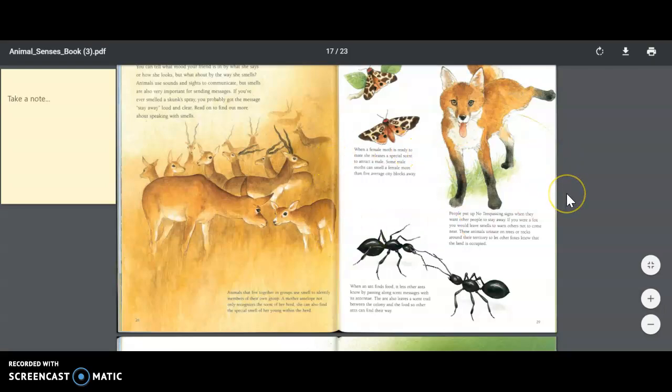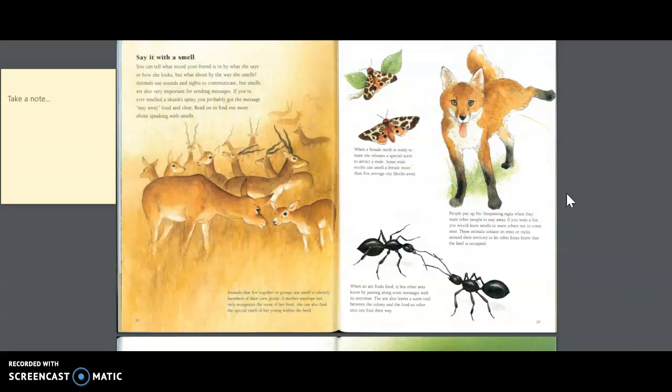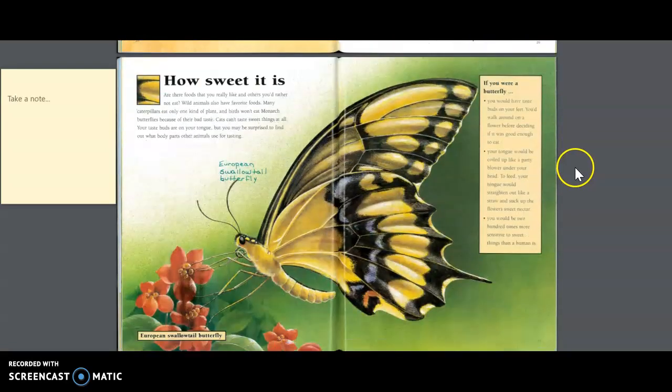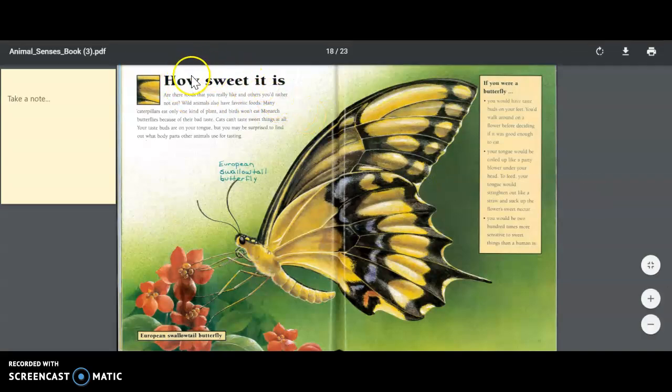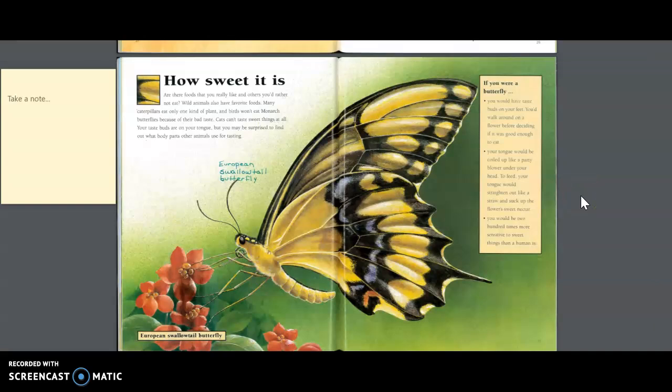Hopefully you've watched the video already before this one where I go through and review the information included on that graphic organizer. So today we are going to jump right in again and learn a little bit more about animal senses. Today, if you look at this heading, you might make an inference based on what you're seeing and what you read there that we're probably talking about the sense of taste.